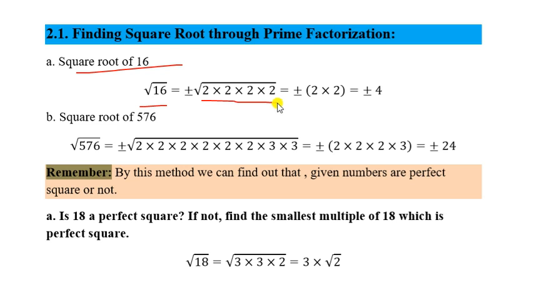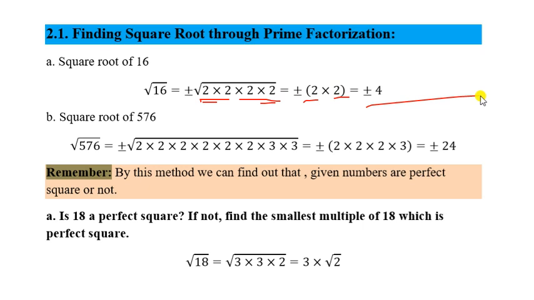That means they can make pairs. How will they make pairs? 2 into 2, one pair, and 2 into 2, one more pair. So how many pairs are here? 2. For this pair we get one 2, and for this pair we get one more 2. So ultimately we get plus minus 4.